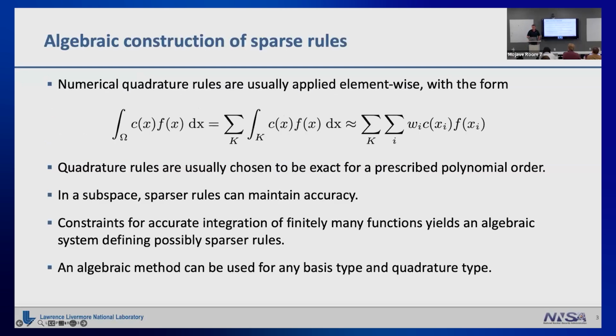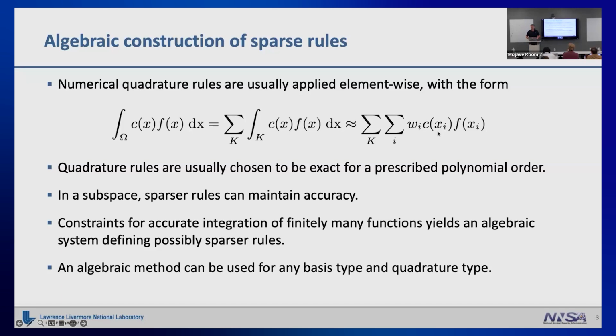So first, the general idea of this is we're starting with some typical quadrature rule where we decompose an integral over the domain into a sum over elements k. They could also be NURBS patches, and we'll get to that in a moment. But usually in MFEM, we integrate element-wise with some element-wise integration rule that consists of some set of quadrature points x sub i and weights w sub i.